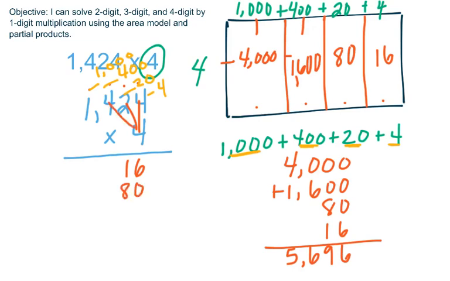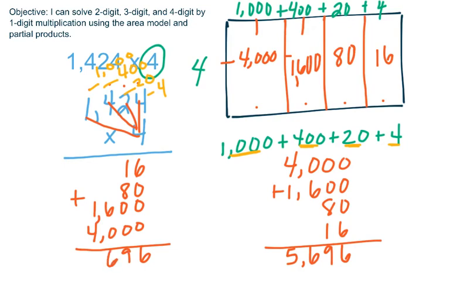4 times 400 is 1,600. And 4 times 1,000 is 4,000. Add them up. We've got 6, 9, 6, and 5. So 5,696. 5,696. Excellent. We check out on this one.